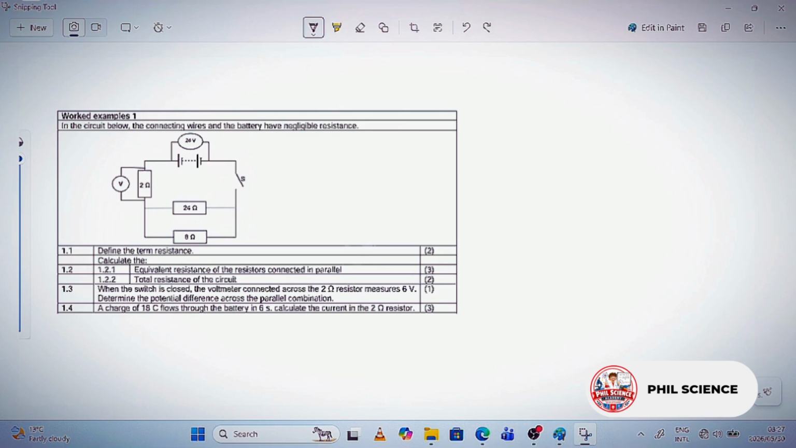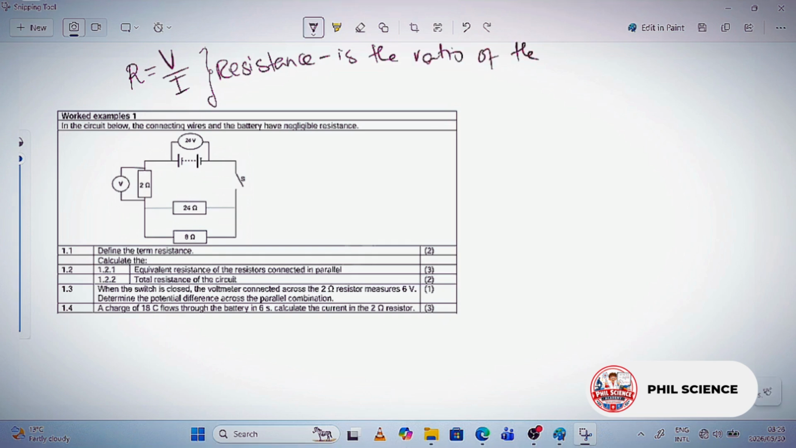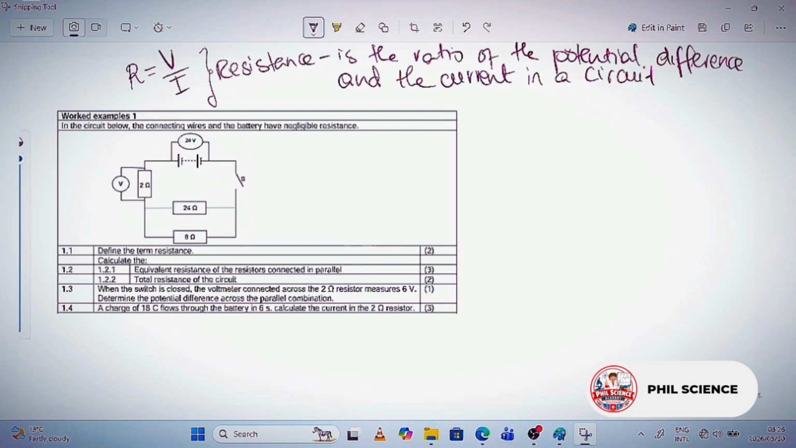I would like us to start with the equation R equals V over I. From here we can see that resistance is the potential difference over current. So we can eventually define resistance by saying resistance is the ratio of the potential difference and the current in a circuit. So this is the definition of resistance. It's actually the ratio of the potential difference and the current in the circuit.